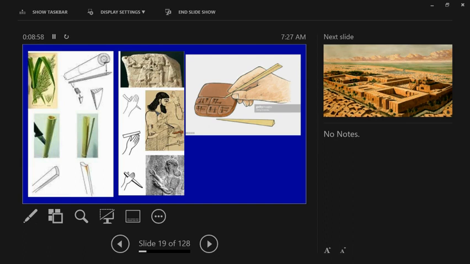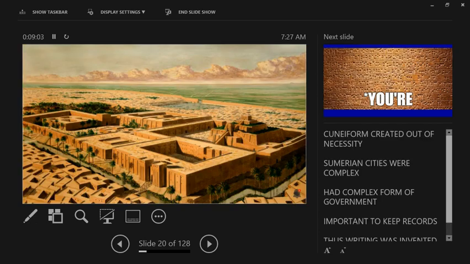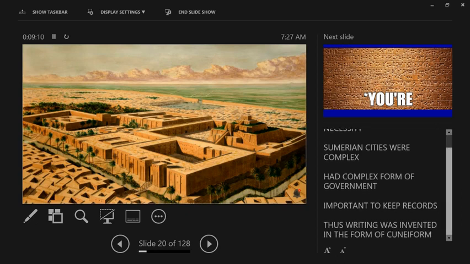All right, cuneiform was created out of necessity. Sumerian cities were complex. They had a complex form of government, and it was important to keep records. Thus, writing was invented in the form of cuneiform.